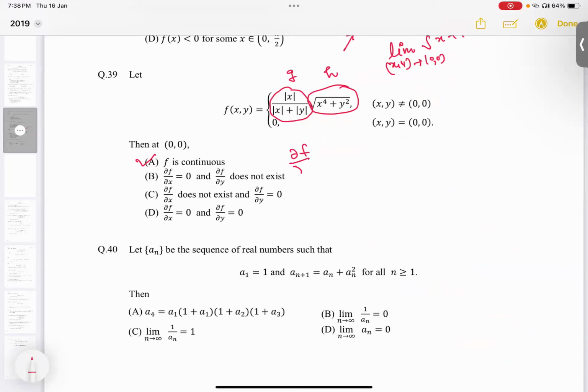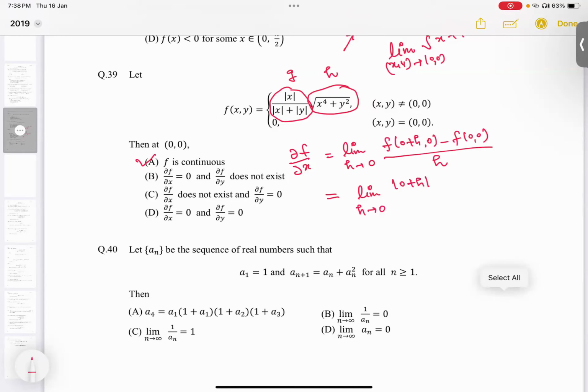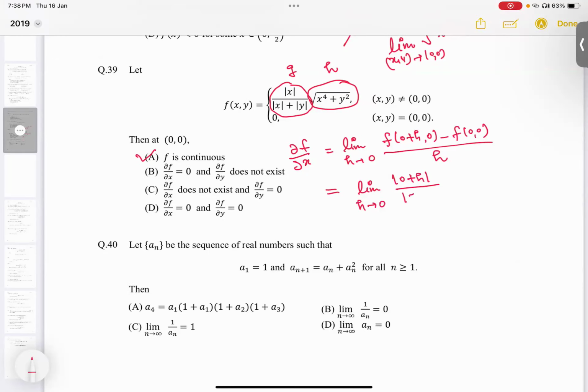So first we need to calculate del f on del x at (0, 0). So this will be equal to the limit as h tends to 0 of f(0 plus h, 0) minus f(0, 0) upon h, right? So now if you put in these values, this will be equal to the limit of mod of 0 plus h, so this is mod h, upon mod h, with y being 0 and under root of h to the power 4, right? So this part will cancel out. So this limit is going to 0. So this is actually equal to 0, right? So this part is true.